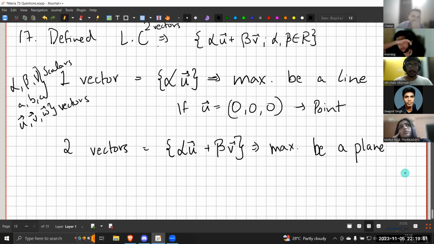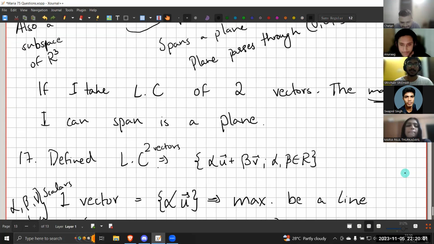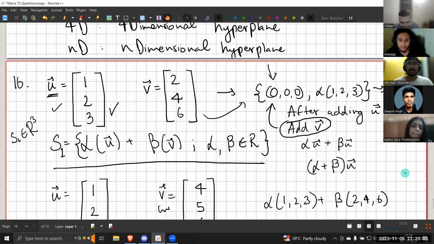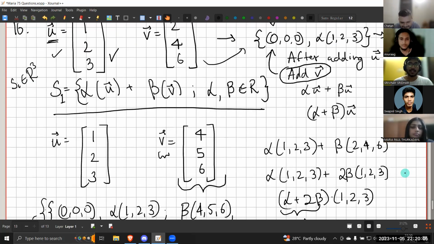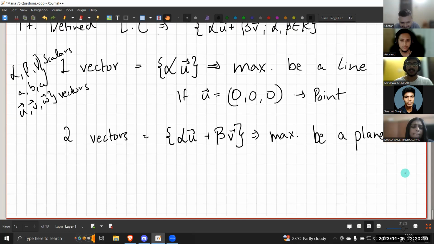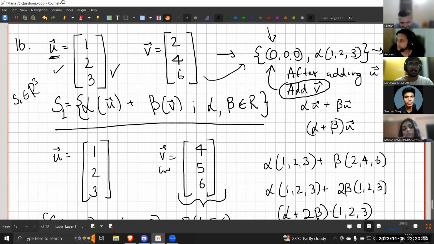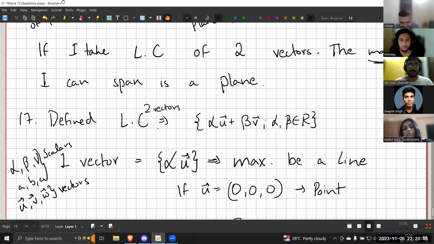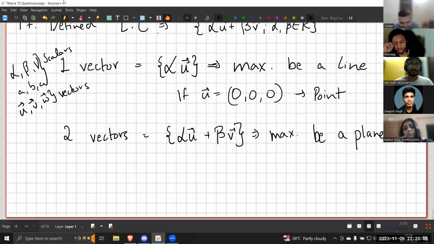If I take u to be a point, say 1, 2, 3, and v happens to already lie on the line passing through u, then I saw that it's just a line, right? Like in our example above, 1, 2, 3, and 2, 4, 6. Here we only got a line. And in the third case that we saw, they were not on the same line. So then I saw that it can be an entire plane, right?